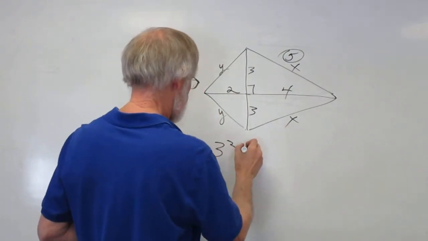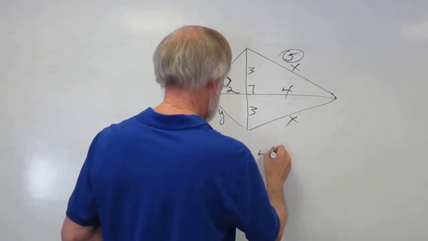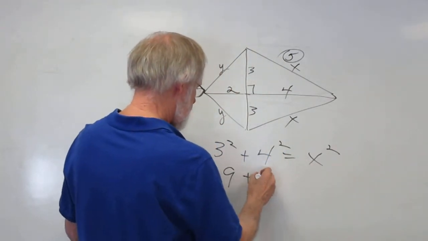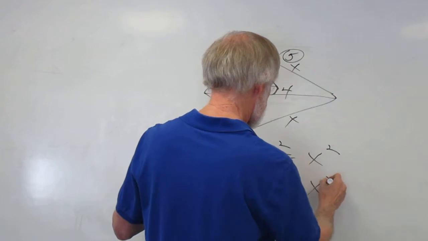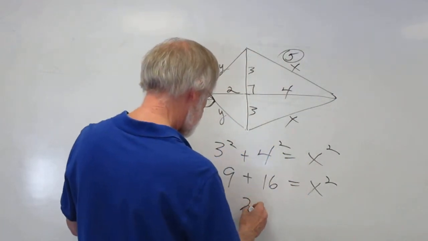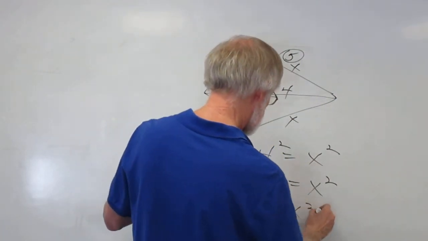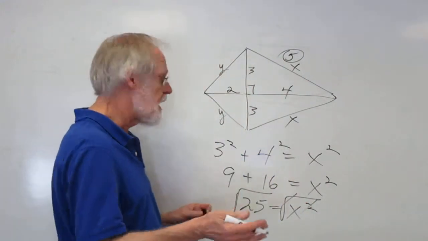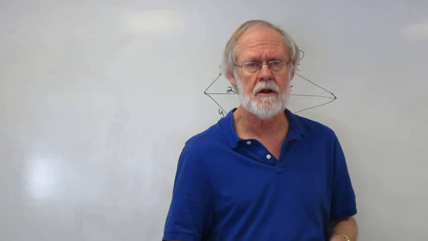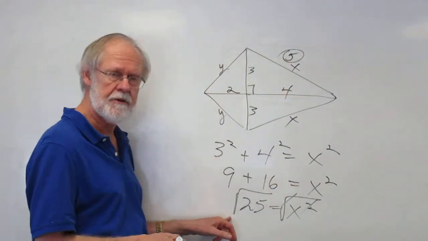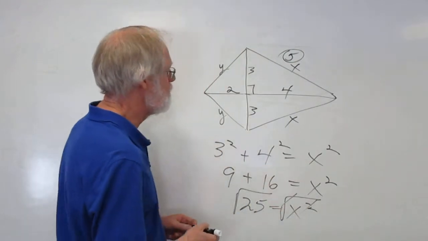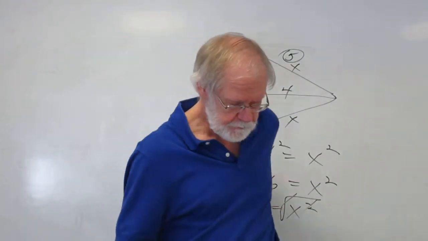Because 3 squared plus 4 squared equals x squared. 3 squared is 9, plus 4 squared is 16, equals x squared. 9 and 16 is 25, equals x squared. Take the square root of both sides and you get 5. Technically, of course, as I was saying earlier, you do get 5 and -5, but -5 is not a realistic side length in this quadrilateral.